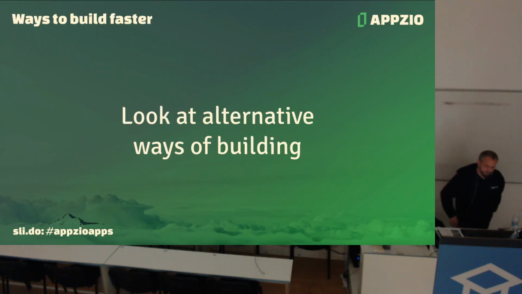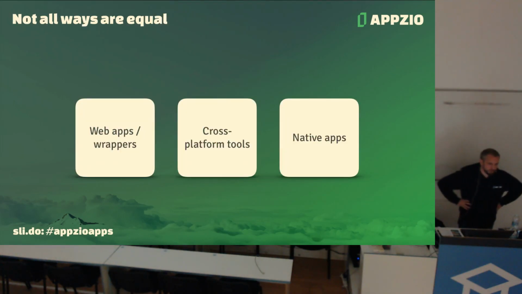So we're going to look at some alternative ways of building applications. We have purely web applications. You probably downloaded some application and then you wondered, what is this? It behaves like a website. It looks like a website. It's probably because it's just a website. So there are applications and there are tools for wrapping your mobile site into an application.